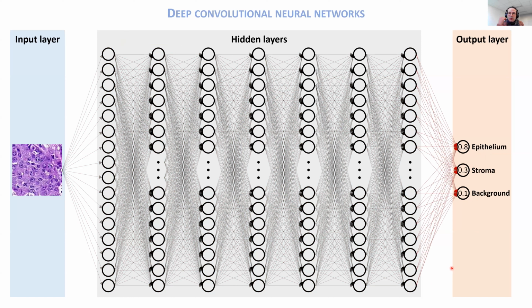As I told you, here we do supervised learning, so we know what we should have. And I know that this image is part of the epithelium. So actually, I should have 1 for epithelium, 0 for stroma, and 0 for background. And that's great, because when you do math, now you can actually compute an error, which is going to be the difference between what you should have and what you have. So here I have an error of 0.2 for epithelium, minus 0.3 for stroma, minus 0.1 for background.